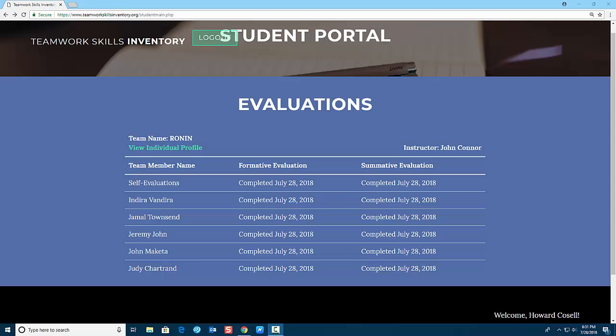Okay, and welcome to this little demonstration of how to interpret the summative evaluation.